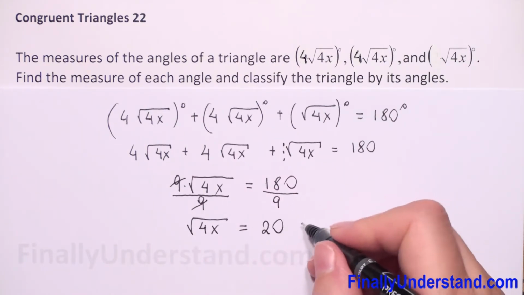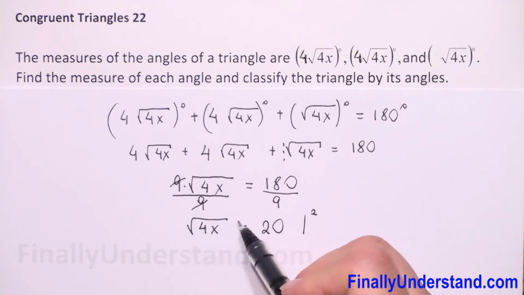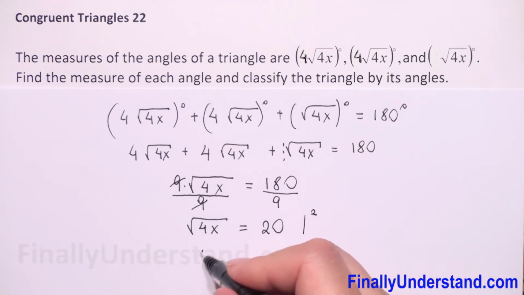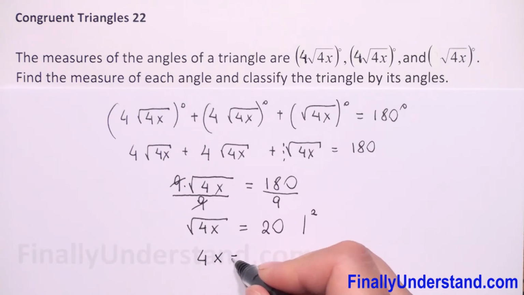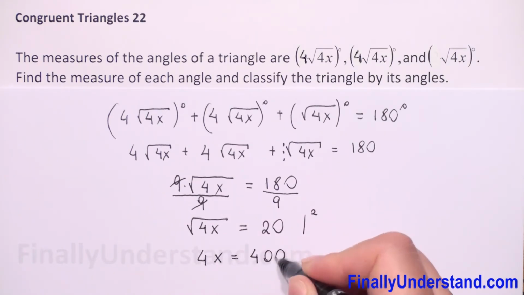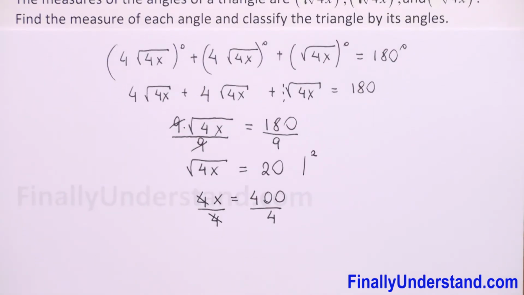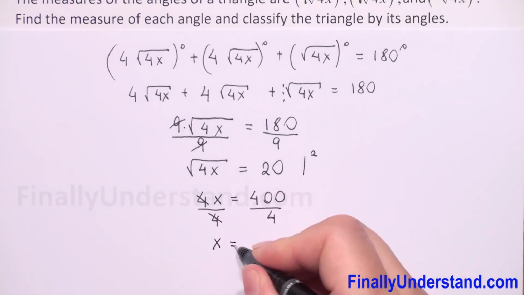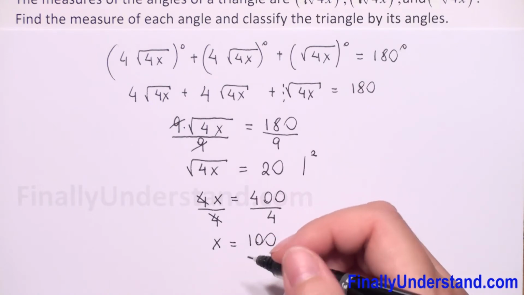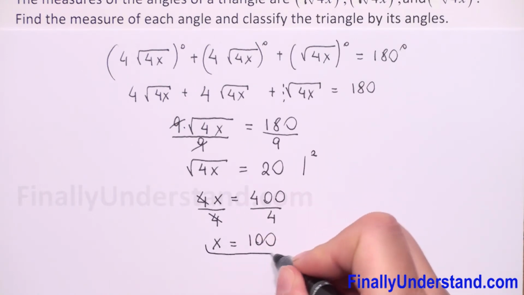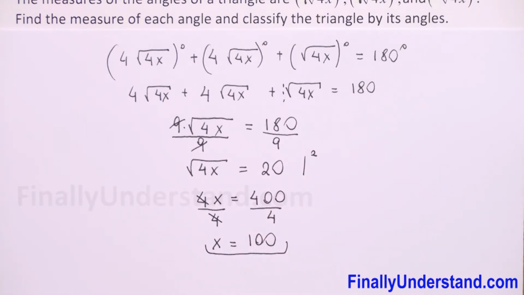So now I will take to the second power both sides to reduce the square roots. So we will have 4x is equal to 400. So now I will divide both sides by 4. 4 and 4 we can reduce, and we have that x is equal to 100. We have our unknown x. Now we have to find the measure of the angles of our triangle.